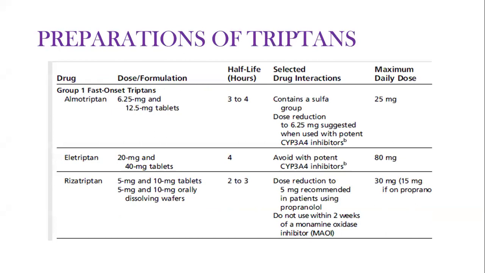Rizatriptan comes in 5 mg and 10 mg tablets. Maximum up to 30 mg we can use. Whenever you are giving it along with propranolol, better to reduce the dose of rizatriptan because propranolol itself increases the serum concentration of rizatriptan. So whenever you are giving propranolol along with rizatriptan, better you reduce to half the dose of rizatriptan. Okay.